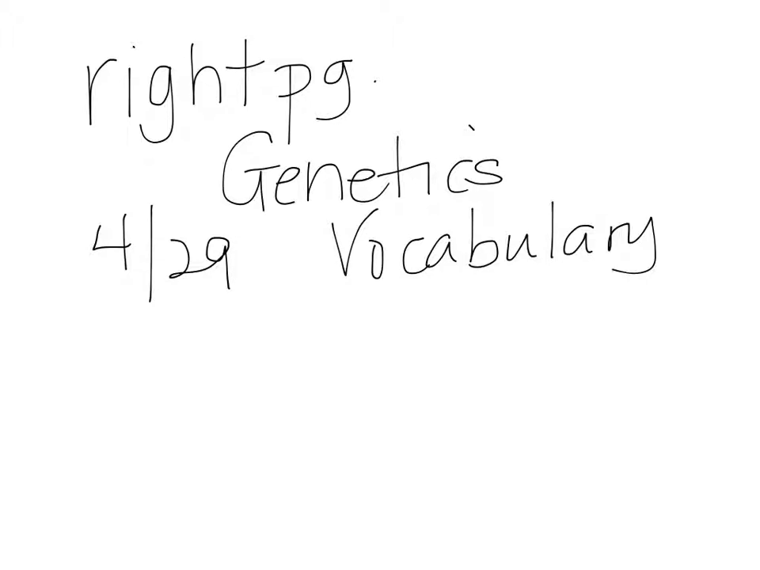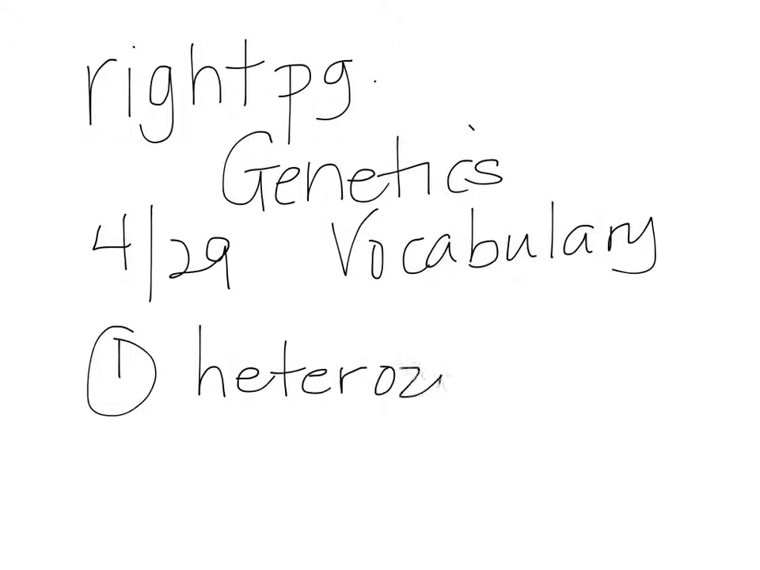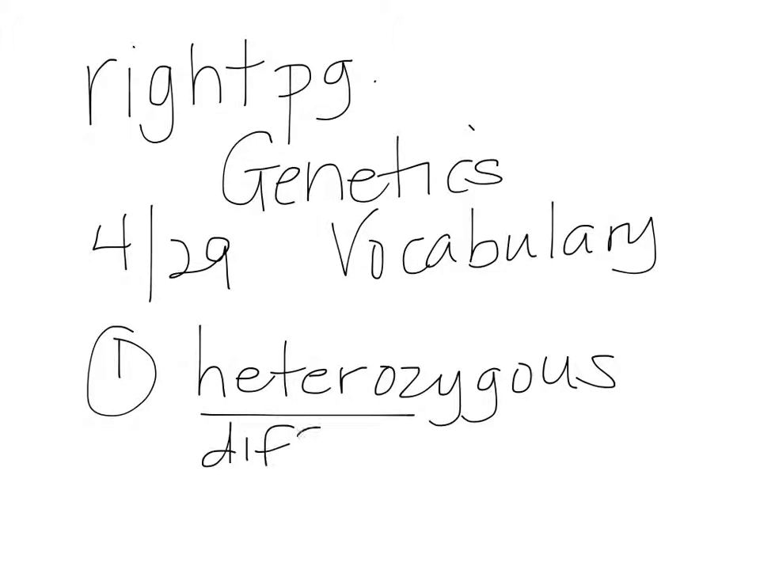There's 5 or 6 vocabulary terms that you need to know in order to complete Punnett squares correctly. So the first vocabulary word that I want you to write down is the word heterozygous. Hetero means different.